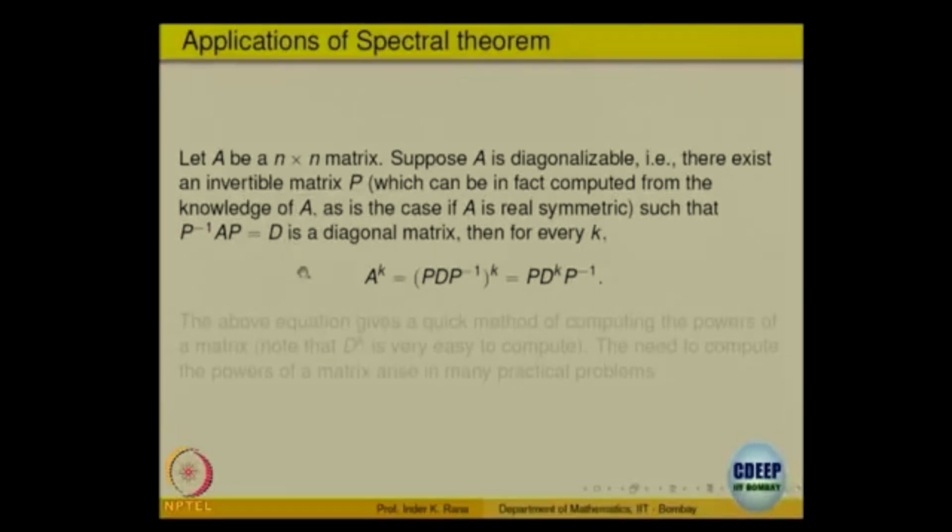If you want to compute powers of A, that becomes very easy. So what is A to the power K? It is P D P inverse to the power K. Now, when you expand it, what happens?